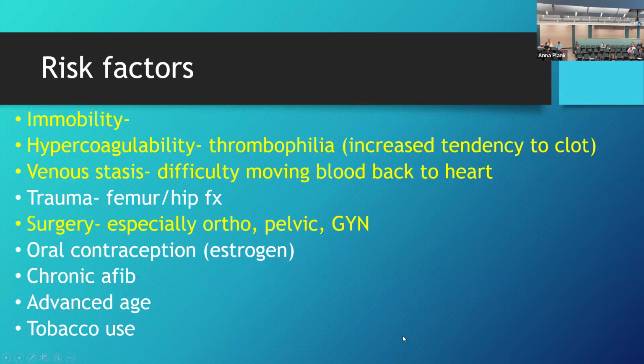Chronic AFib. We know that AFib leads to blood clots, right? Blood clots can go to your brain, they can also go to your lung. Anything with tobacco, any type of nicotine causes vasospasms, right? Which then increases our chance of clamping down and leaving blood stuck in one area, which then can clot.